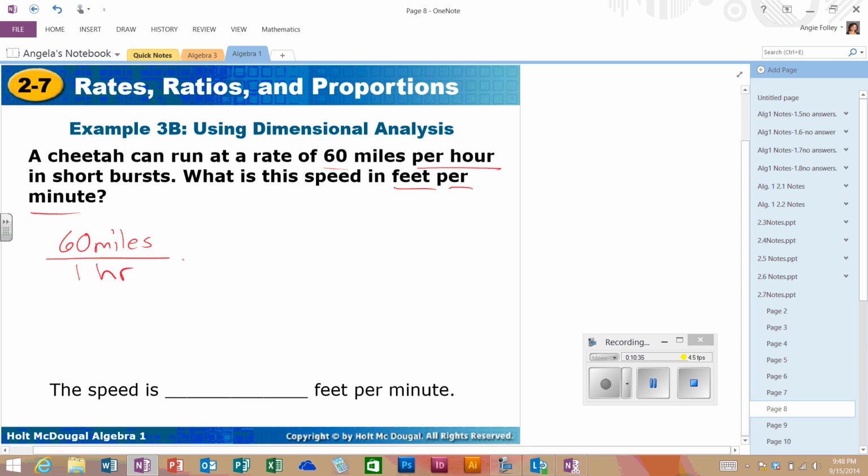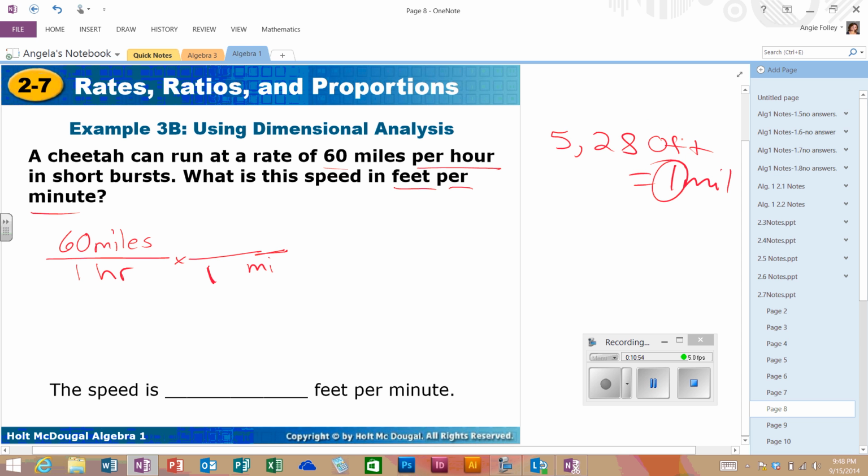I'm going to start by converting the miles to feet, okay? I'm going to tell you, because you maybe don't remember, that there are 280 feet in 1 mile. So I want my miles to cancel. So that means I need miles down here.